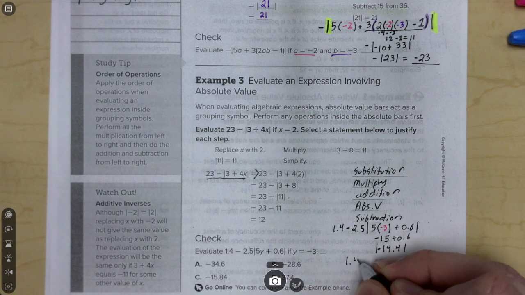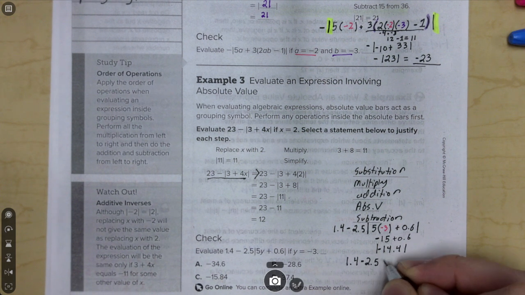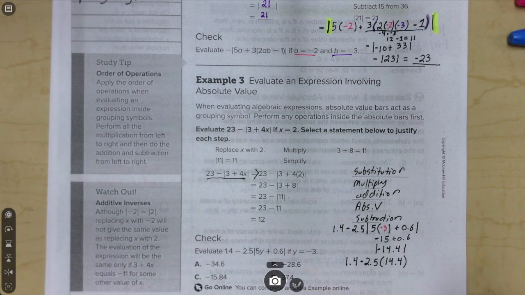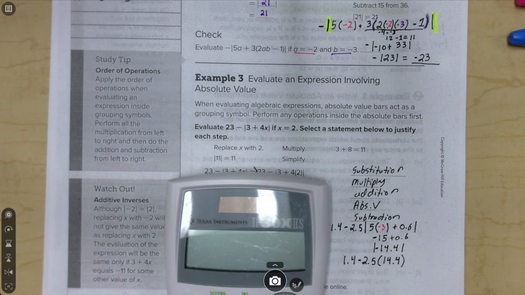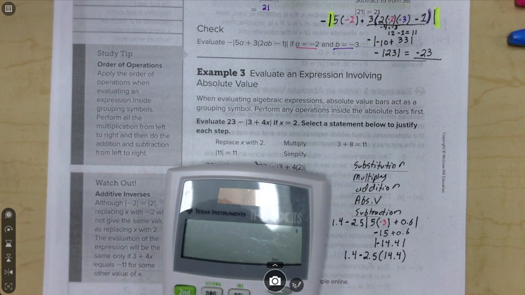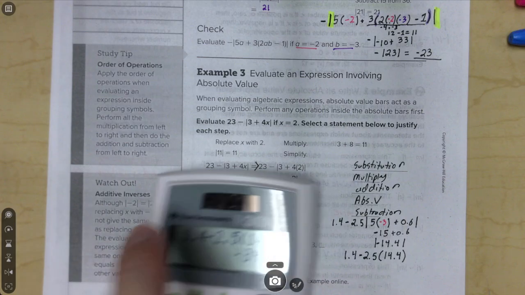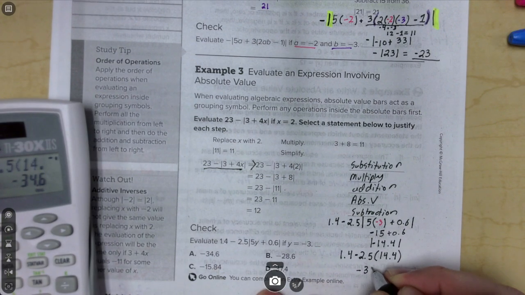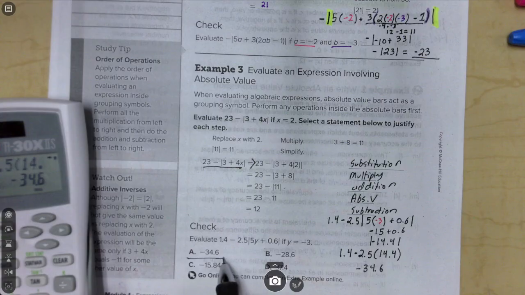So now we have 1.4 minus 2.5 times 14.4. Give me 1 second. Grab the calculator. From here, this is easiest, just do left to right on a calculator. We have 1.4 minus 2.5 times 14.4, which gives -34.6. And that matches A.